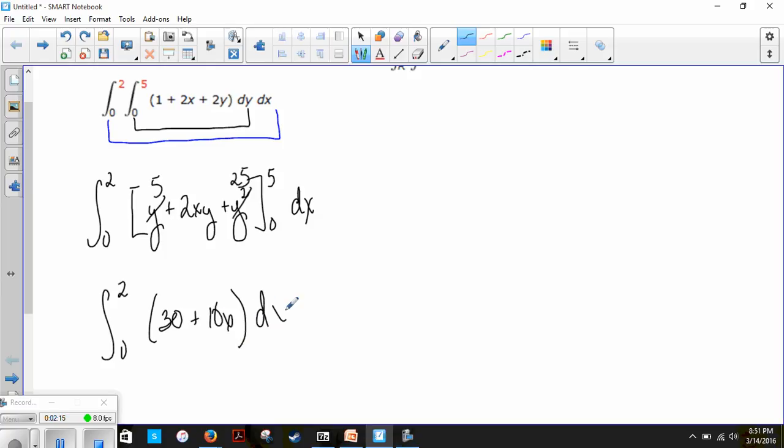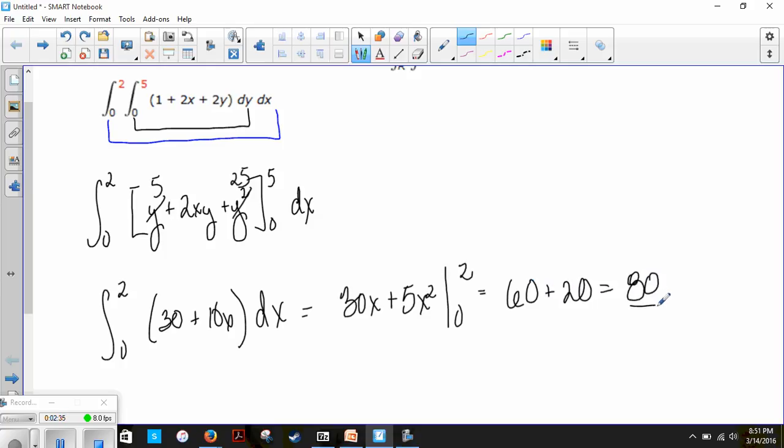And now do what you have been doing for 3 semesters now and integrate with respect to x. So 30x plus 10x squared over 2, so 5x squared, and go from 0 to 2. And easy enough, I get 60 plus 20. All of that for an 80. Not terribly exciting when it's a nice, neat little integral.